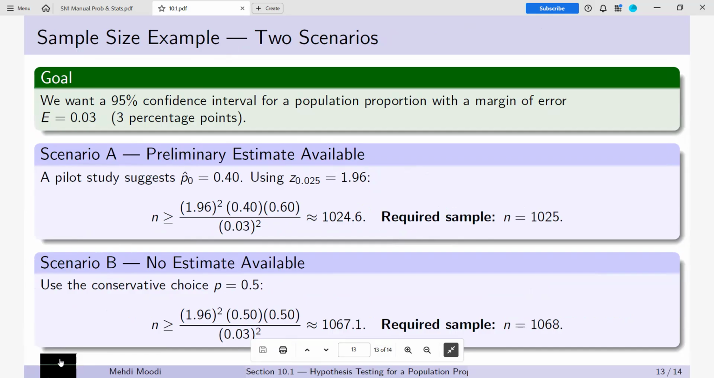With an estimate, we plug in p-hat-naught and get a smaller sample size because we use the actual variability. Without an estimate, we play it safe with p equals 0.5, which gives the largest possible variability and the largest required sample size. It's like budgeting for groceries. If you don't know what you want, assume the most expensive options.